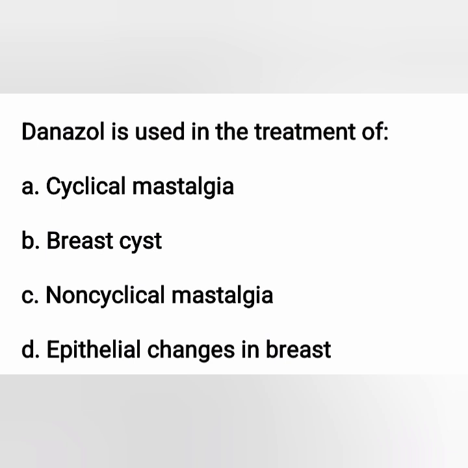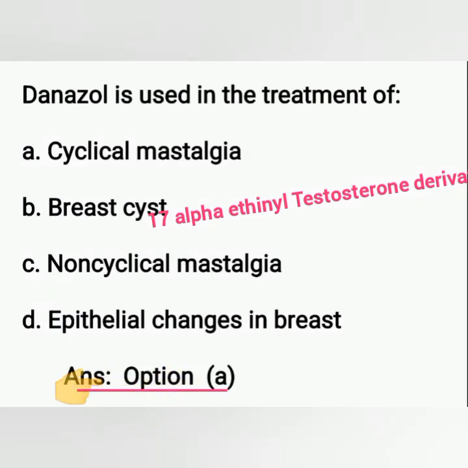Danazol is used in the treatment of, options. Option A, cyclical mastalgia. Option B, breast cyst. Option C, non-cyclical mastalgia. Option D, epithelial changes in breast. Danazol is an example of a 17-alpha ethinyl testosterone derivative. It is used for the treatment of cyclical mastalgia. Option A is the correct answer.